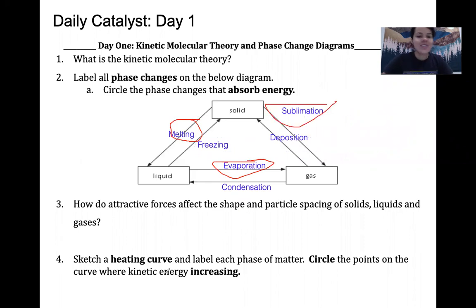How do attractive forces affect the shape and particle spacing of solids, liquids, and gases? Solids have strong intermolecular forces and they're really tight together. If these were all particles, they would be all tight together, right? And then for liquids, they're slightly strong, but they're loosely packed.